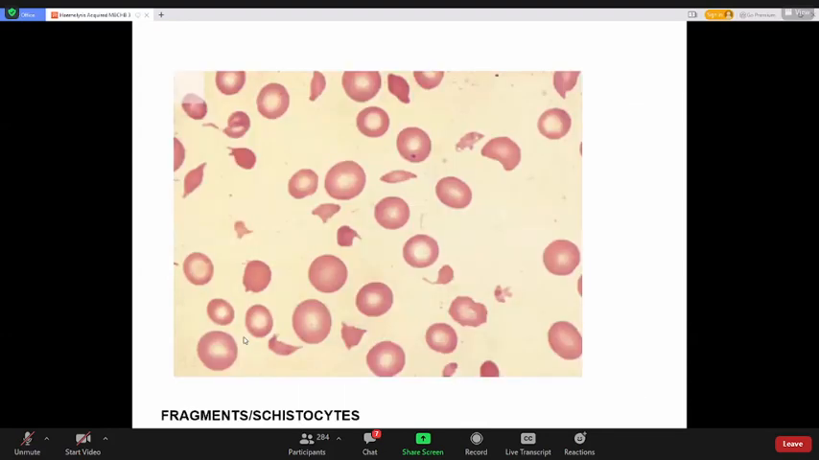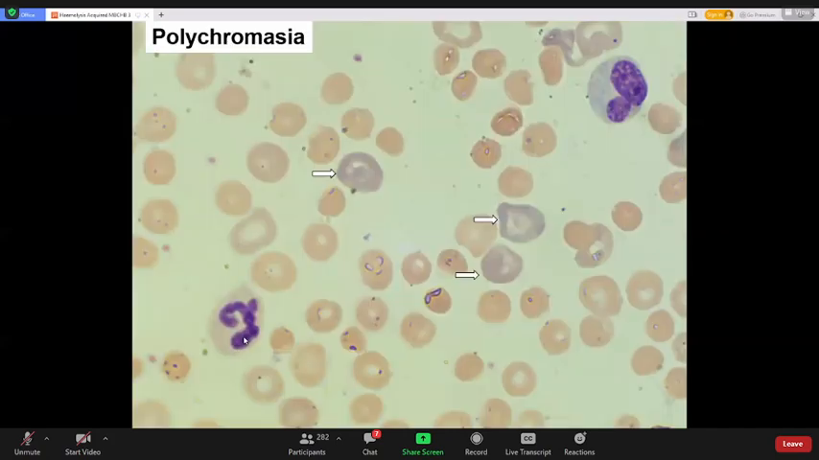So I think you saw these before. These are just fragmented red cells, and I think I showed you some of this when we were looking at red cell morphological defects. You would see them in microangiopathic hemolytic anemia, where you get fragmented red cells because of circulation through abnormal vessels.